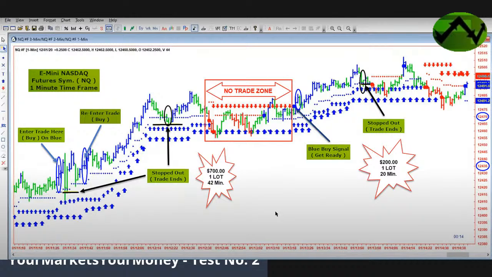Okay, so here we have a blue buy signal. This is what I like to see. I like to see a big blue dot with a blue bar and a small blue dot. That's what I want to see. So you wait for this bar to close and then you get in right here. You get in right here and you go into the trade.